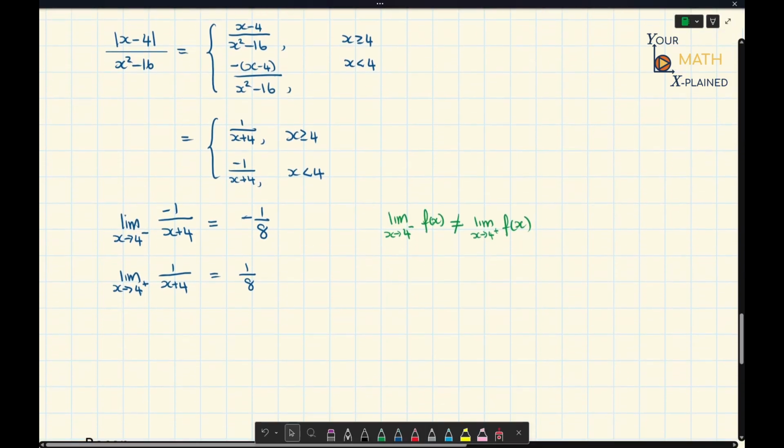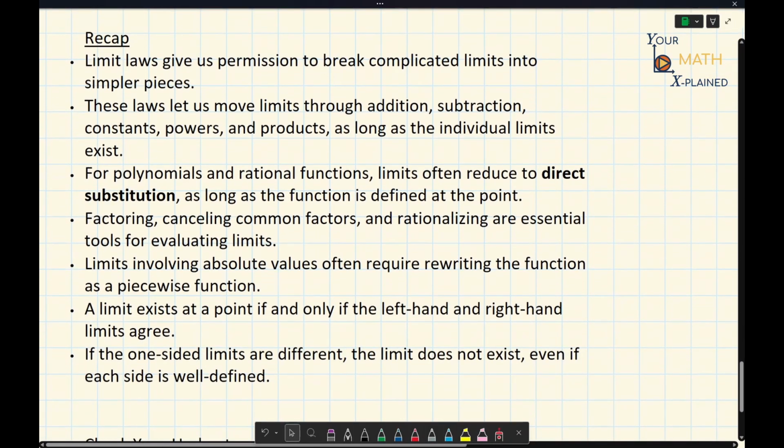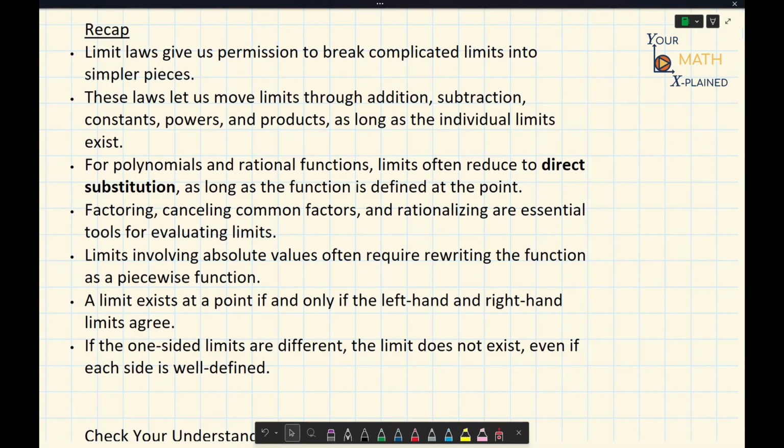And now let's do a quick recap of what we covered in this video. We went over our limit laws and saw how they gave us permission to break complicated limits into simpler pieces. In particular, these laws let us move limits through addition, subtraction, constant powers, and products, as long as the individual limits exist. We saw how for polynomials and rational functions, these limits often reduce to direct substitution, as long as the function is defined at the particular point.